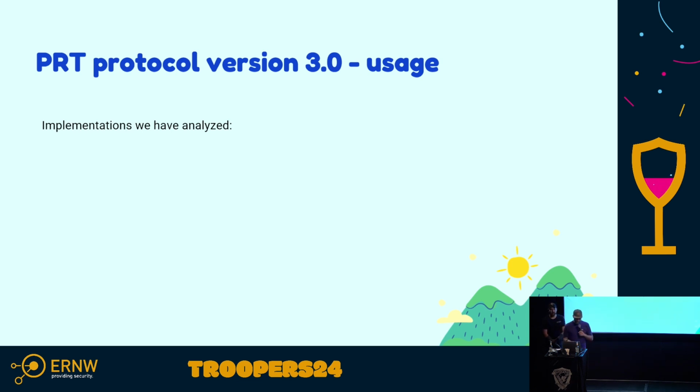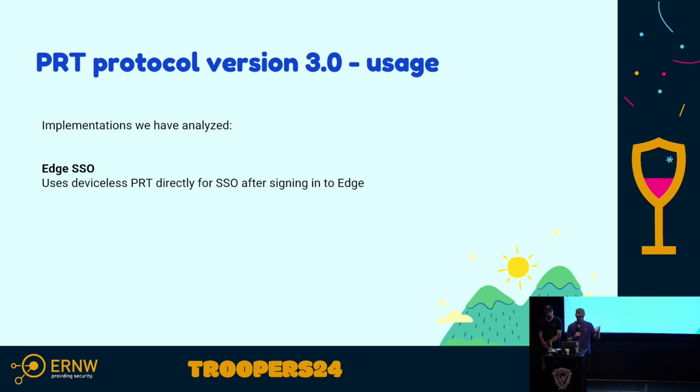So we have some caveats, because we only looked at the implementation for Edge. This is how we discovered the deviceless PRT. If you log on to Edge on Mac, it will ask you, hey, do you want SSO within Edge? And that is basically where it generates only that deviceless PRT, which uses the same flow as before, but without the device-bound registration, to log on to all the services that you are accessing with Edge at that moment. So that's one of the ways we discovered this in the first place.